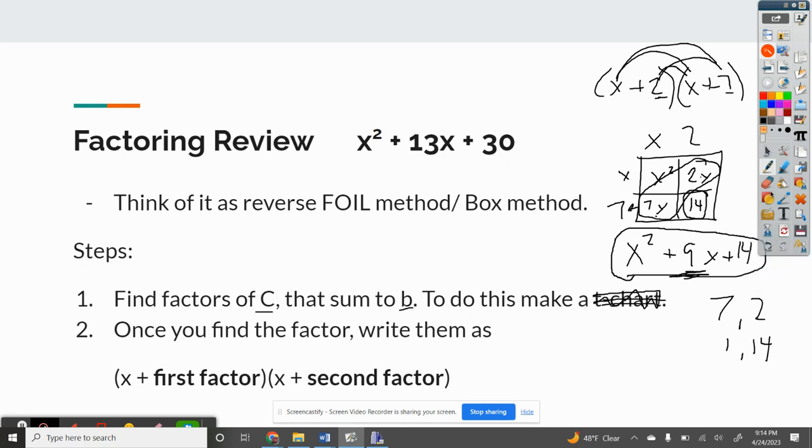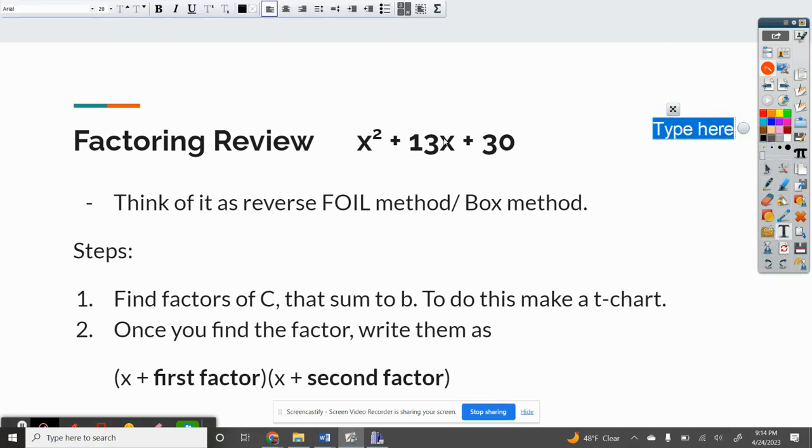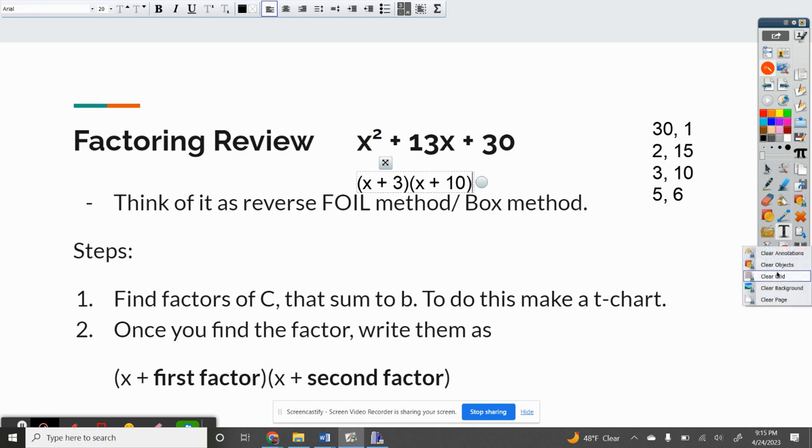This example up here, we would do the long way. We'd be trying to find numbers that multiply to 30 and add to 13. So first thing to do would be find numbers that multiply to 30. So it'd be like 30 and 1, 2 and 15, 3 and 10, and 5 and 6. Okay, so there's a little list there. And you have to pick the ones that add to 13. So clearly that's going to be my 3 and my 10. So this is going to factor into an x plus 3 and an x plus 10. All right, so there's a quick example for you.